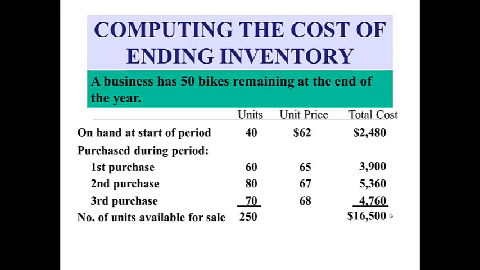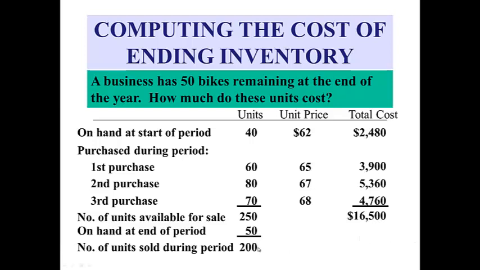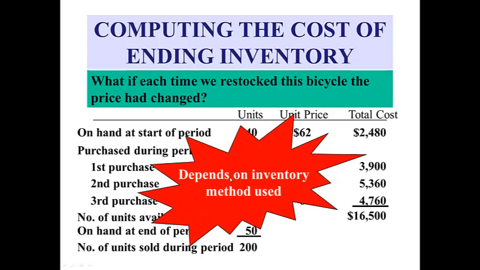So let's assume that a company has 50 bikes remaining at the end of the year, which means they've sold 200. So the company started with 40 bikes. They purchased 60 and then 80 and then 70 more. So they had a total of 250 available to sell. At the end of the year, they only had 50 left, and they've sold 200. So what was the cost of the items we sold? And how much is the cost of the items that we still have on hand? Well, that depends on the inventory method that we use.